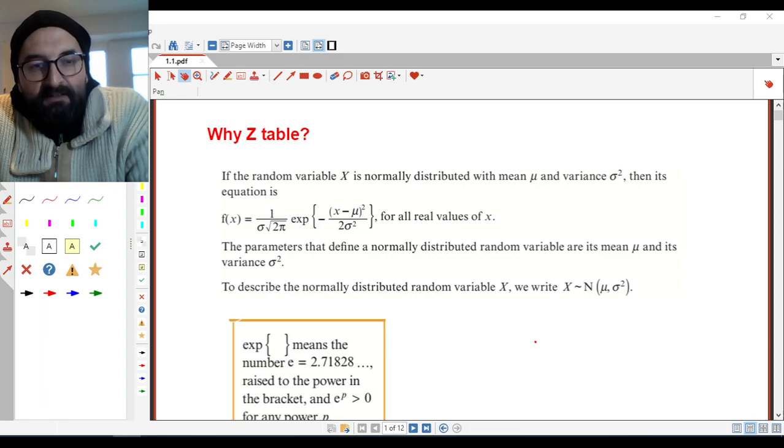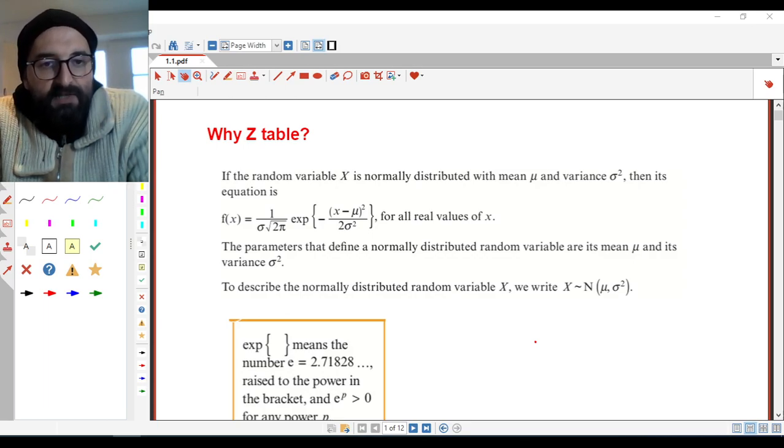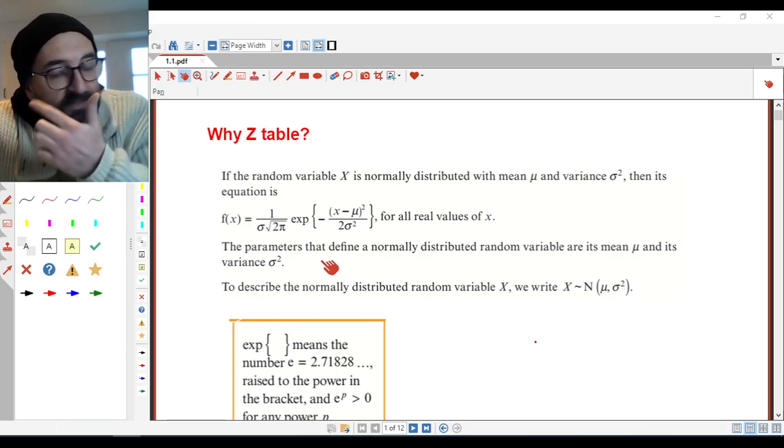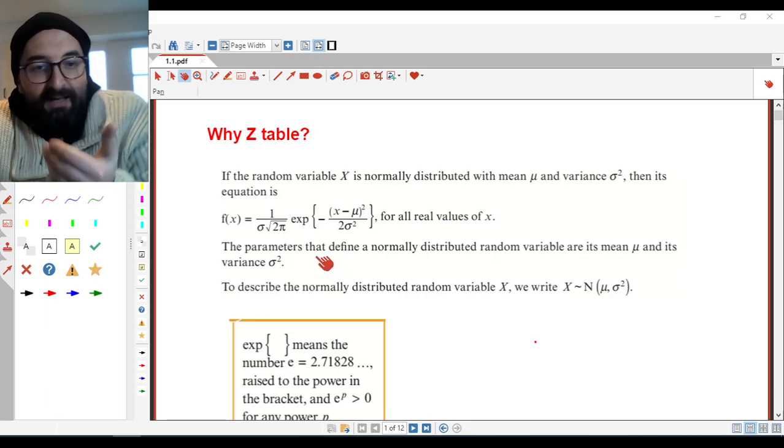Now, in this lesson, we will learn about using the Z table, and we will practice finding the probability of some values. As you remember, in the last lesson, we worked on the normal distribution properties, and we learned the normal distribution parameters.